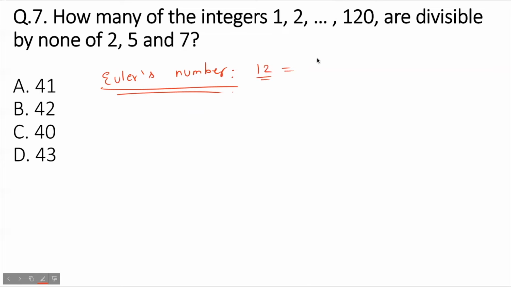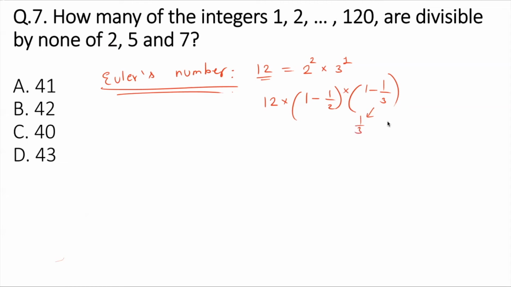Now, how do we find the Euler's number of 12? Let's prime factorize 12 as 2 squared into 3 raised to 1. So numbers which are less than 12 and co-prime with it can be found as 12 into (1 minus 1 upon 2) into (1 minus 1 upon 3). The logic is every third number is a multiple of 3. So in a given set of consecutive numbers, 1/3 of the numbers will be multiples of 3. The remaining 2/3 are not multiples of 3. Similarly, half the numbers are divisible by 2 and half are not, right? So basically the numbers which are less than and co-prime with 12 can be found as 1/2 into 2/3 of 12. That is basically 4. And we observe, guys, there are exactly 4 numbers which are less than 12 and co-prime with it, and they are 1, 5, 7, and 11.